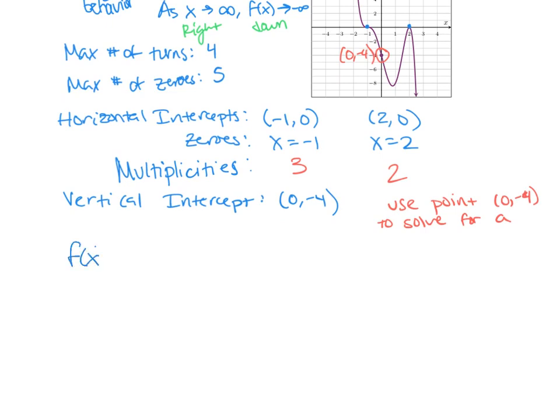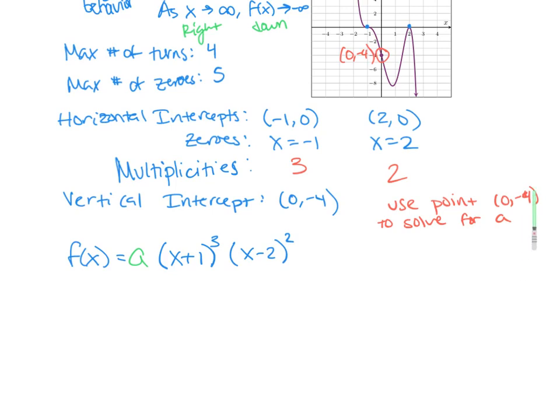So let's set up our equation. We're going to have f of x is equal to some a value that we have to solve for times x plus 1 to the power of 3 times x minus 2 to the power of 2. So again, just a reminder, I'm taking a look over here at my zero. I want to set that equal to 0 to get my factor. So I'm going to add 1 to both sides. That's how I got that here, included my multiplicity. Took my zero here, subtracted 2 on both sides, got this factor, and that has a multiplicity of 2.